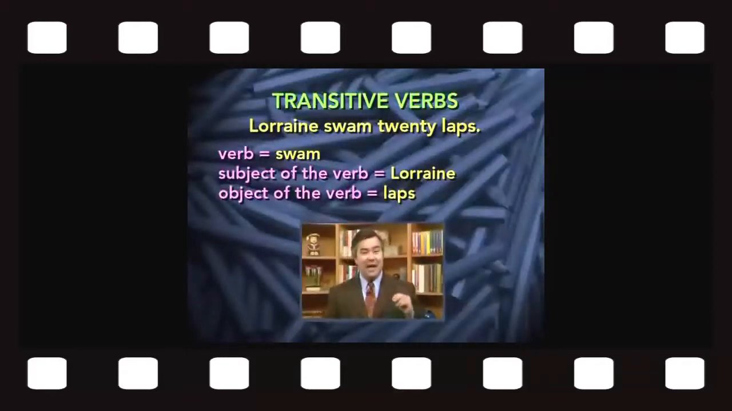So laps is the object of the verb swam, and therefore, in this sentence, swam is a transitive verb, because only a transitive verb expresses action that passes from the subject of the verb to an object.